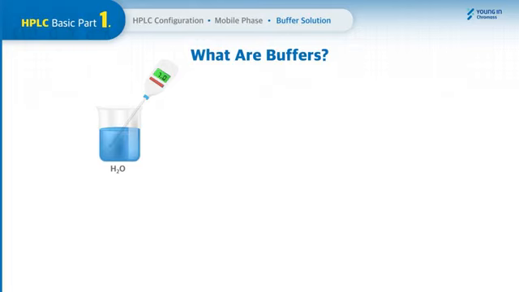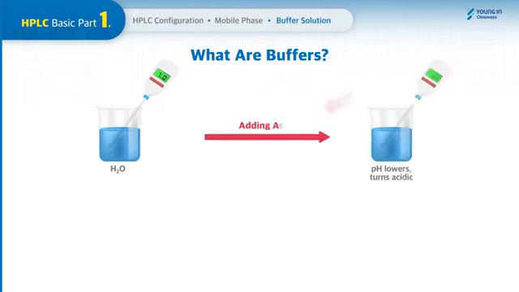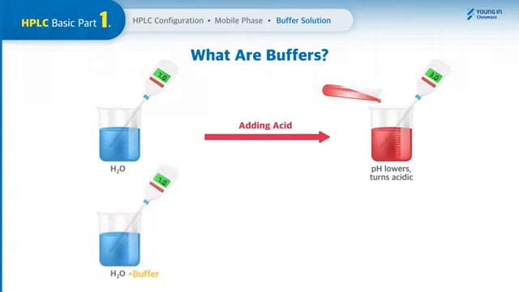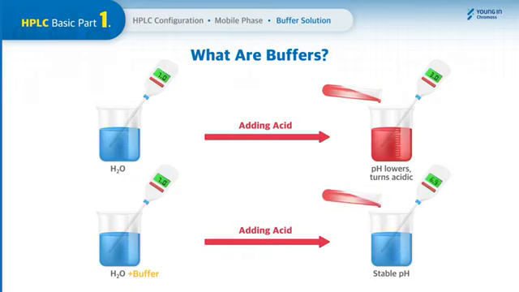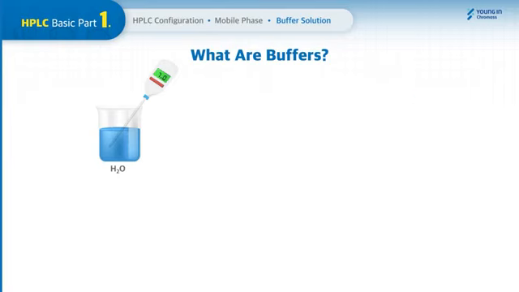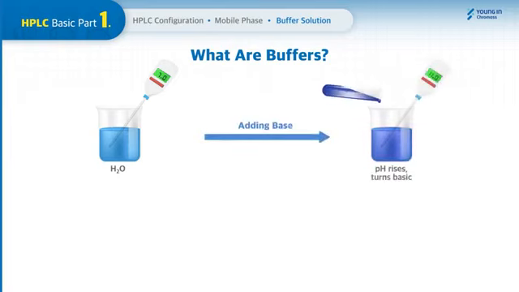Let's say there is a water-based mobile phase, and if acid is added, the pH will become lower and turn acidic. But if we have a buffer in the mobile phase, although we add acid, the pH of the mobile phase will be stable. Adding base will work vice versa.